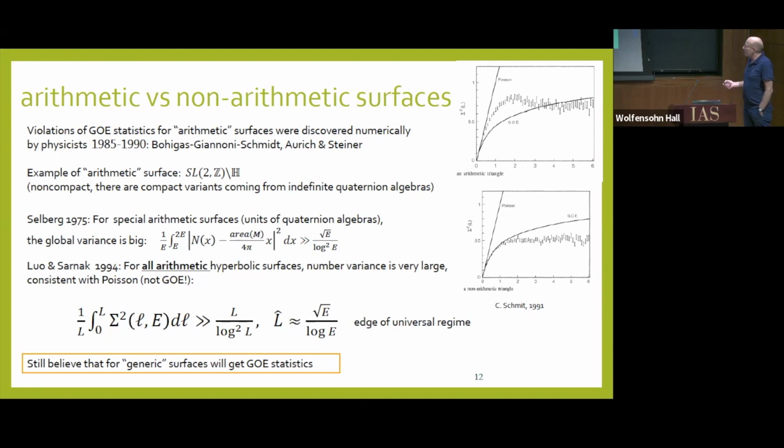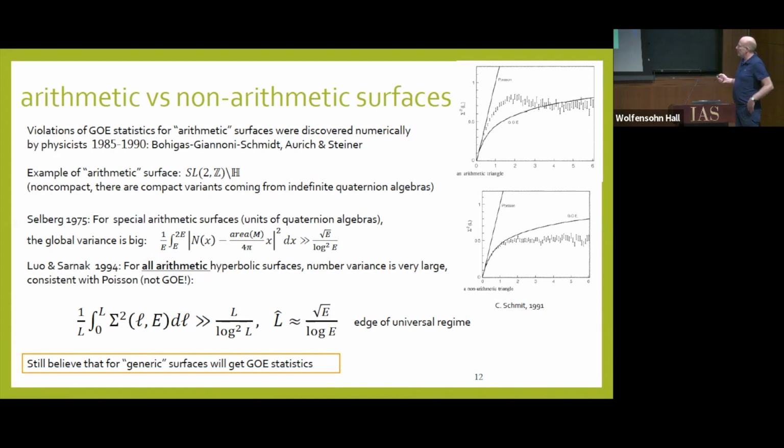Selberg did the analog of Kramer's computation, but for things that look like SO2Z, for certain unit groups of quaternion algebras, where it's precise. And what he showed was that the number variance is big. It's not growing logarithmically, it's growing polynomially. So this is the analog of Kramer's result.